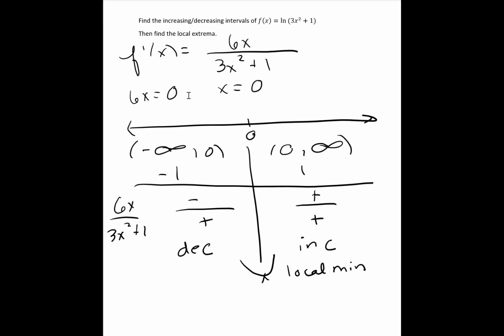What do I need to do to get the actual point? I need to find out what would be f of 0. This one is an easy one, so let's go ahead and do it. I have the natural log of 3 times 0 squared plus 1. Well, 0 squared is 0, 0 times 3 is 0, 0 plus 1 is 1, natural log of 1 is 0, so I end up with 0. So this says 0, 0 is my local min.